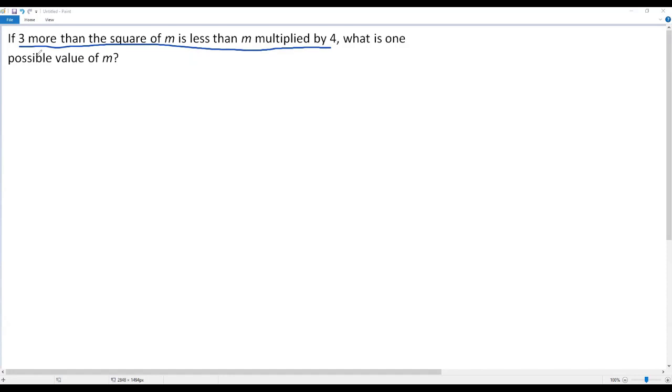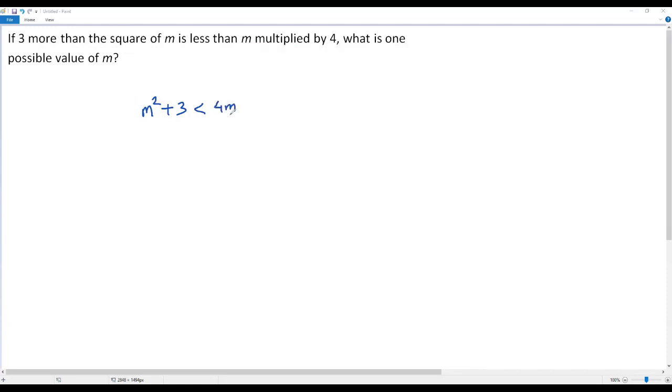Okay, now let me consider the part of the given information, that is 3 more than the square of m. 3 more than the square of m means the square of m has to be increased by 3. Now let me write the expression connected to this part of the information. So m square positive 3. So this expression represents 3 more than the square of m. Now let's consider the second part, that is less than. Is less than means we have to write the inequality sign, less than m multiplied by 4, that is 4m.